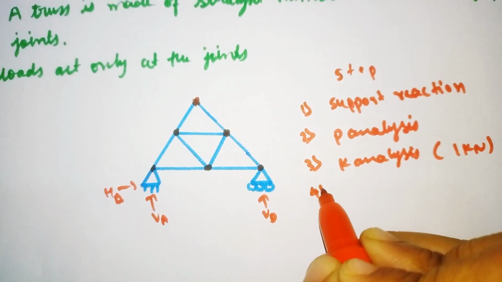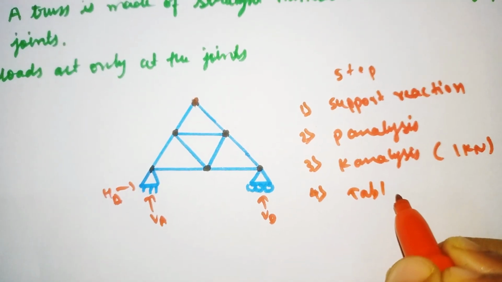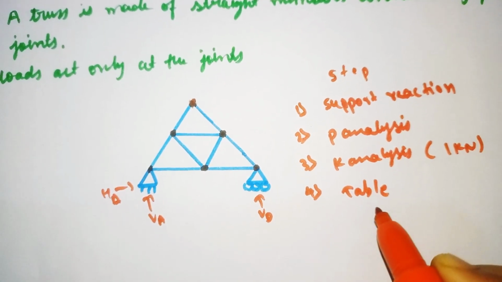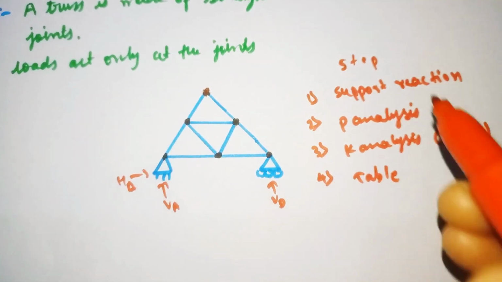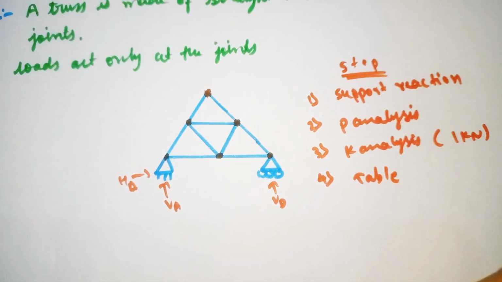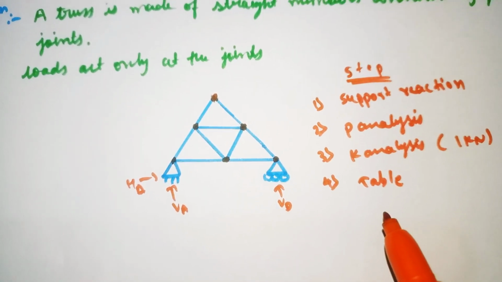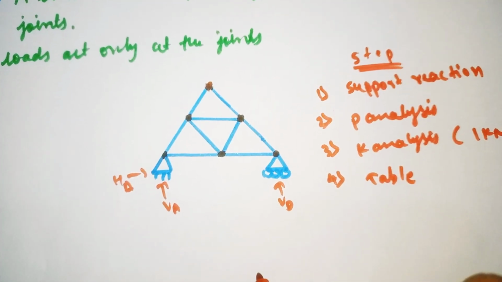And our fourth step is that one table comes, using the P analysis and K analysis. I will show you while analyzing. So these are the 4 steps we need to remember while solving trusses by using the unit load method.